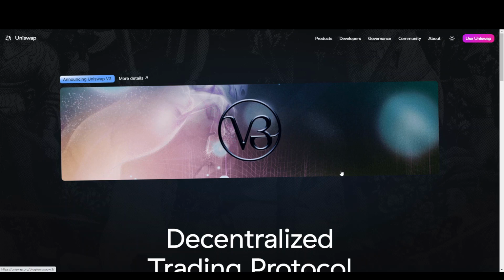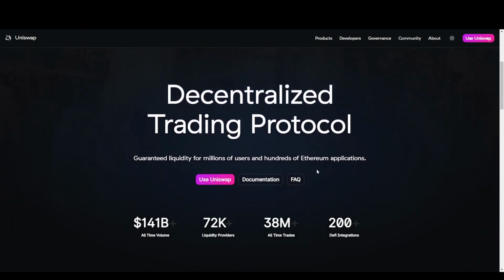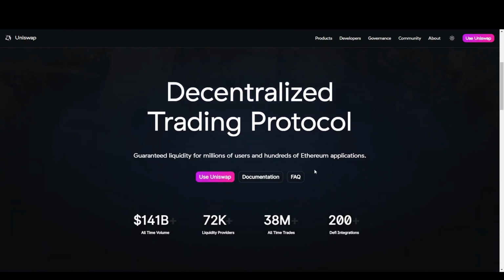Without further ado, let's get straight into the video. So, what is Uniswap? It's a decentralized trading protocol, basically. Uniswap is a protocol for creating liquidity and trading tokens on the ERC20 or Ethereum network.